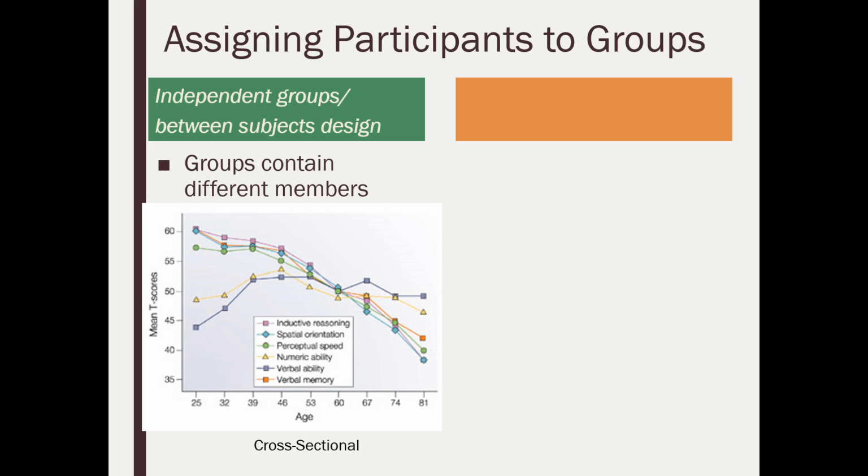So when we look at this, we might say, well, it looks like for at least inductive reasoning, spatial orientation, perceptual speed, and verbal memory, 25-year-olds are much better than 81-year-olds, and maybe that implies that with age, we would lose these skills or get worse at these skills. But we have to be really careful when we're making between subjects comparisons, because these are different groups of people. And so it's possible that they're scoring differently not because of aging or natural changes, but maybe those 81-year-olds included in this study would have always scored differently than the 25-year-olds in this study, right?